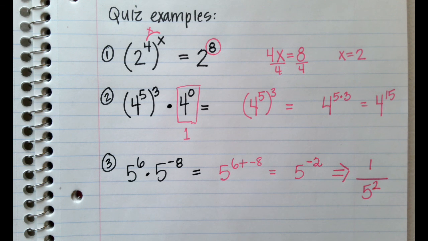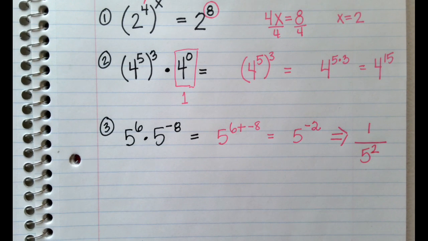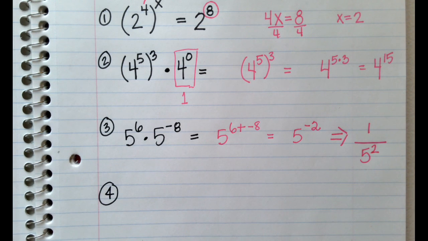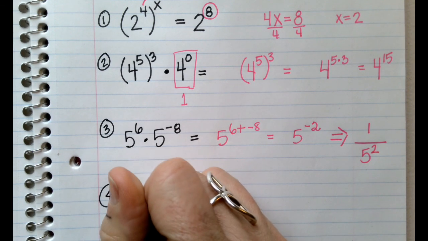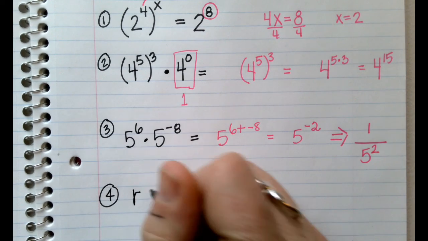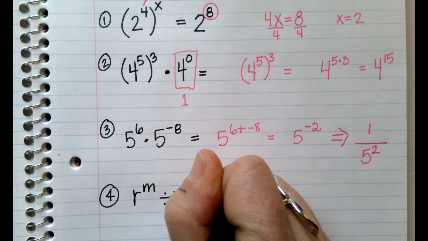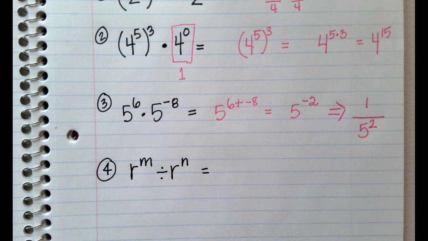Okay. The last example that I want to give you that you could use as you're doing this quiz is if it's written with all variables. What on earth do you do? So let's say that they give you r to the m power divided by r to the n power. And it's written like that. You don't know what on earth you're supposed to do. It's just showing you what the rule is.